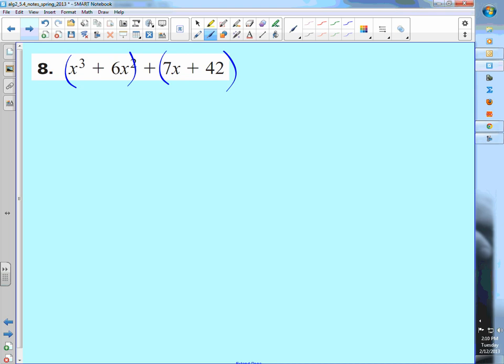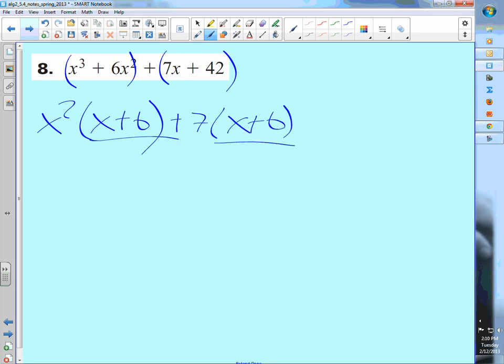What's common in the first one? X squared. Pull it out, you're left with x plus 6. What's in common in the second one? Also x plus 6. If these two aren't identical, it means it can't be factored. Sometimes that's going to happen. It's just a not factorable, fourth expression. If we pull the x plus 6, common factor, who's left?